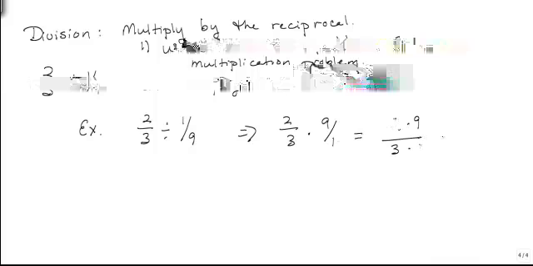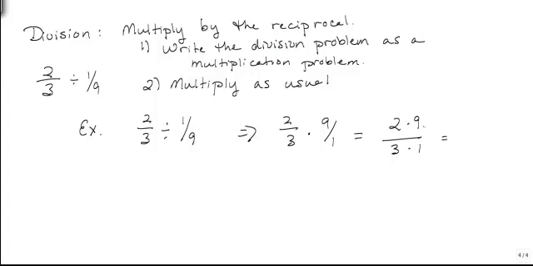But I notice that I have a 3 in the bottom and a 9 in the top, so I'm going to rewrite that 9 as 3 times 3. 3 times 1. Cancel one of the 3's, and I'm left with 6 over 1. But 6 over 1, anything divided by 1, is itself, so that's just 6.